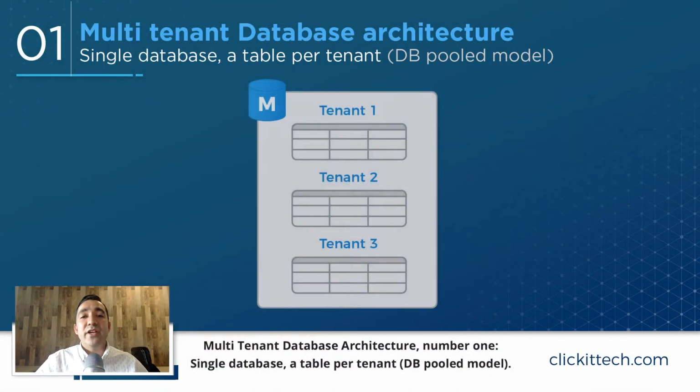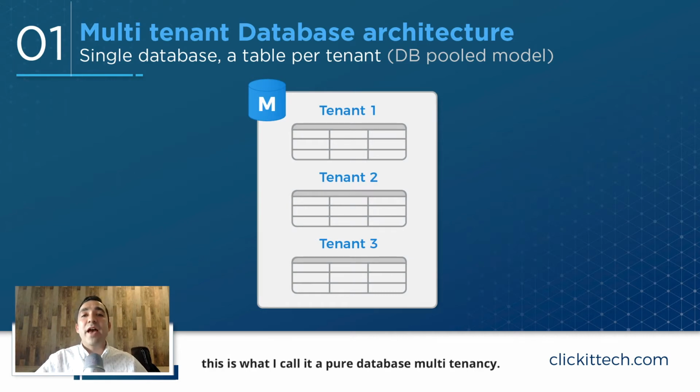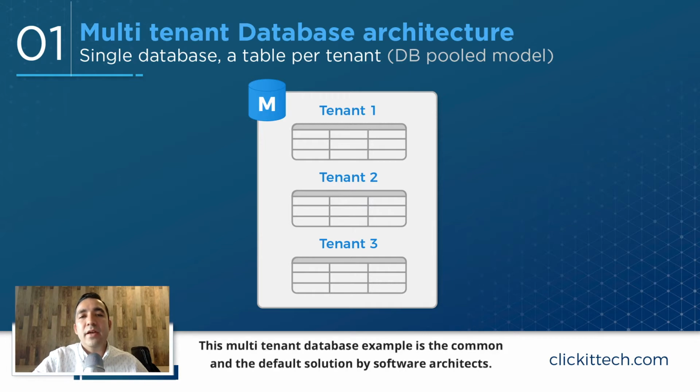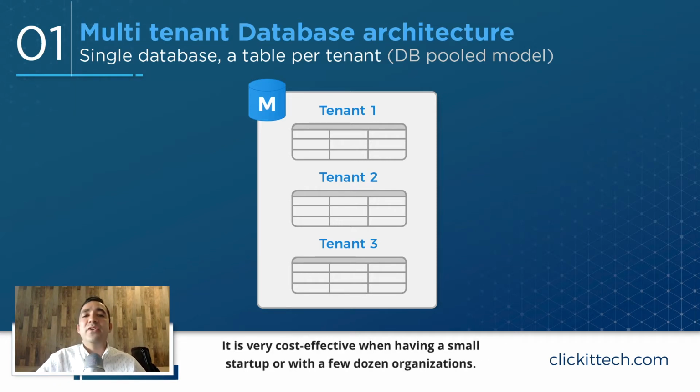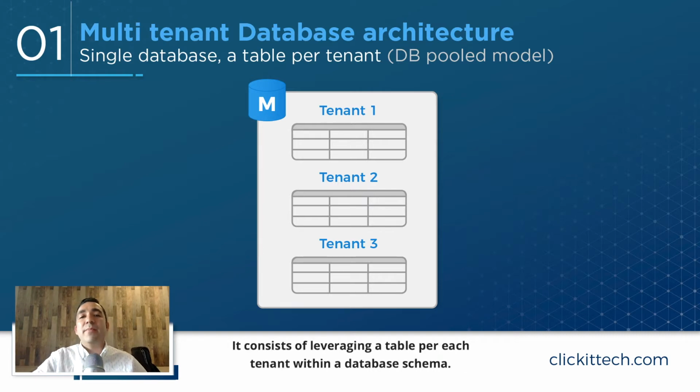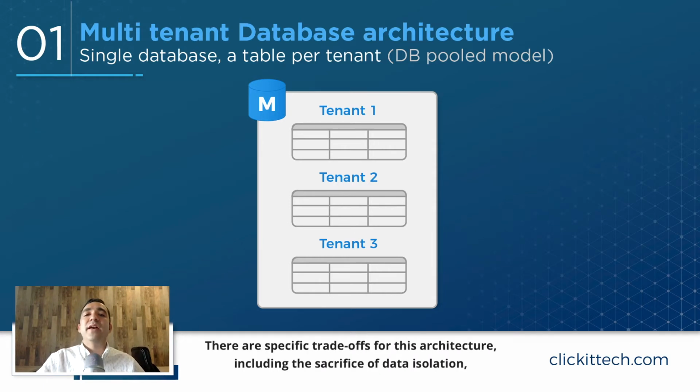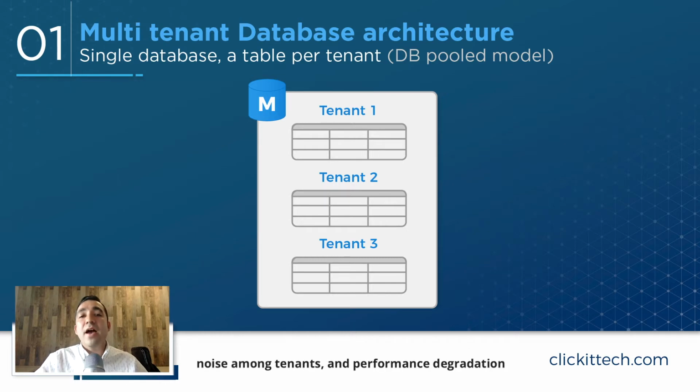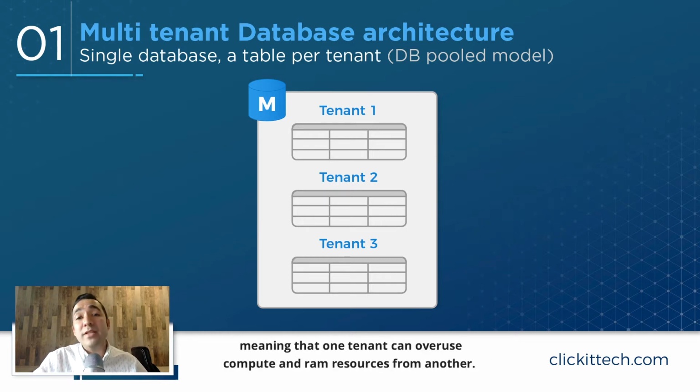Multi-tenant database architecture number 1. Single database, a table per tenant. This is what I call a pure database multi-tenancy. This multi-tenant database example is the common and the default installation by software architects. It is very cost-effective when having a small startup or a few dozen organizations. It consists of leveraging a table per each tenant within a database schema. There are specific trade-offs for this architecture, including the sacrifice of data isolation, noise among tenants, and performance degradation, meaning that one tenant can overuse compute and resources from another.